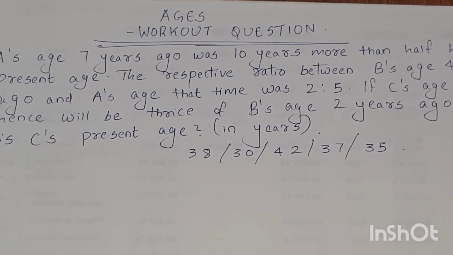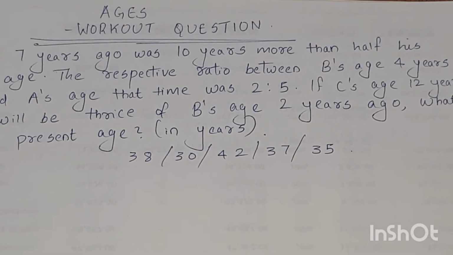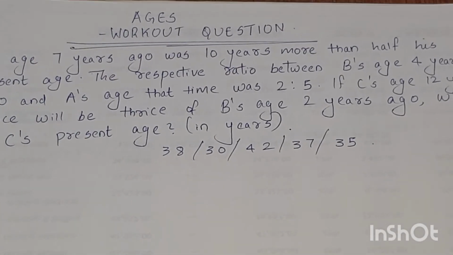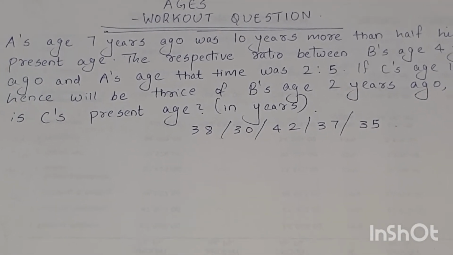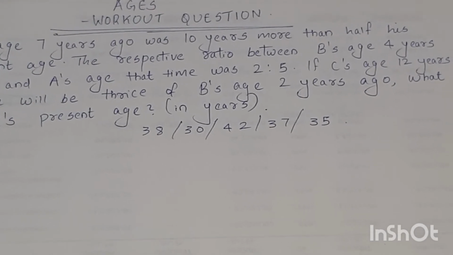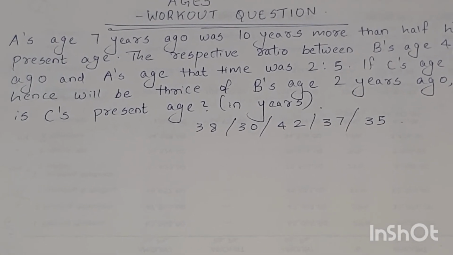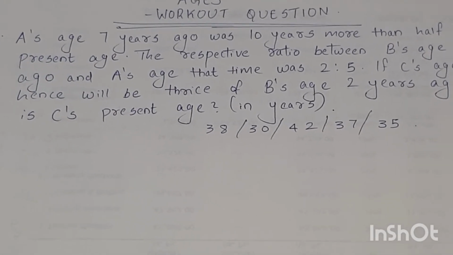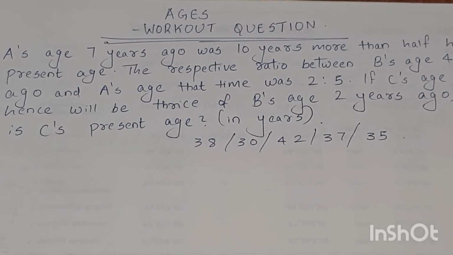Going to the workout questions. First one, A's age 7 years ago was 10 years more than half his present age. The respective ratio between B's age 4 years ago and A's age at that time was 2:5. If C's age 12 years hence will be thrice of B's age 2 years ago, then what is C's present age in years? Options 38, 30, 42, 37 and 35.